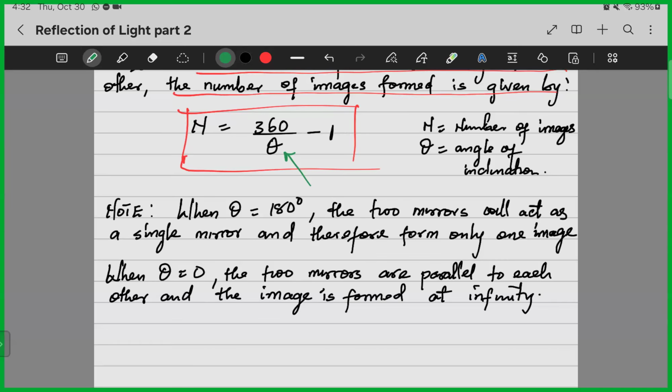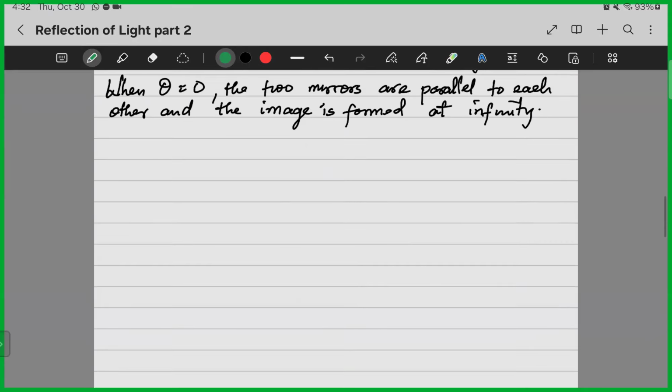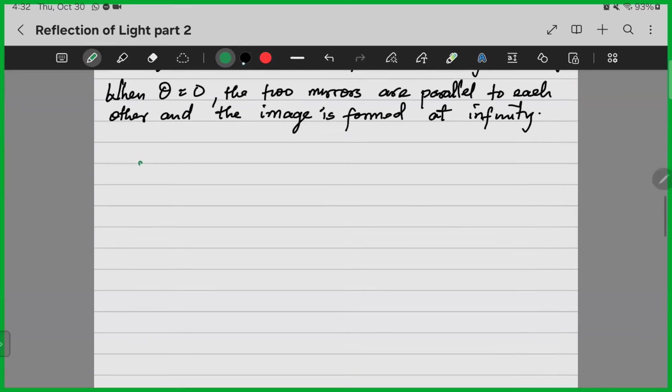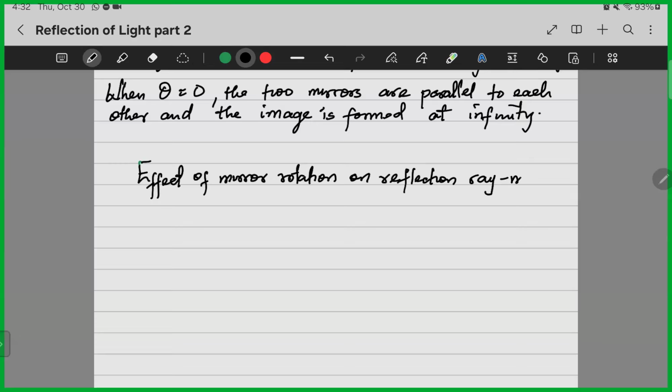Let's now look at another subheading. Let me change my ink. Effect of mirror rotation on reflected ray, mirror galvanometer.